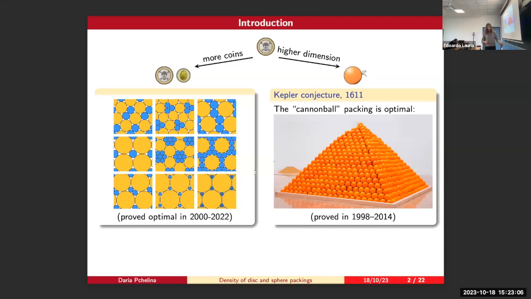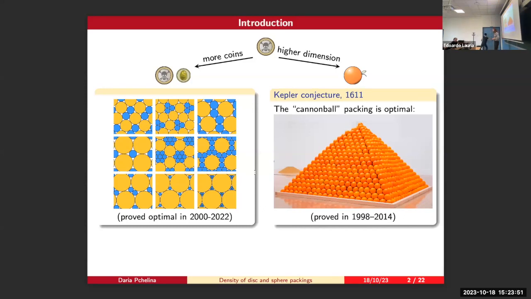About oranges in 3D, the best packing is the one used in grocery stores for oranges. It's this one. The idea is that we take 3 oranges and then we continue with this one. Actually it was called by Kepler a cannonball packing. He was a militarist, Kepler. And he conjectured that this cannonball packing is optimal. The conjecture remained open for 400 years. And it was finally proved in 2000 something. I will talk about this proof at the end of the talk because it's really interesting.